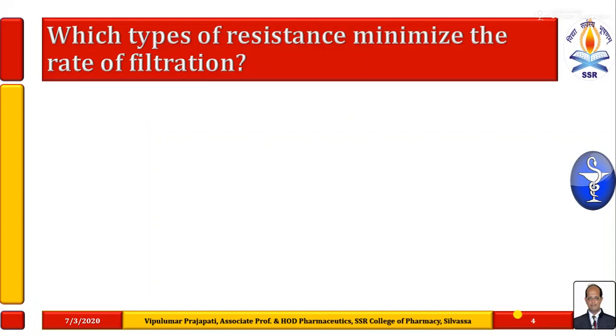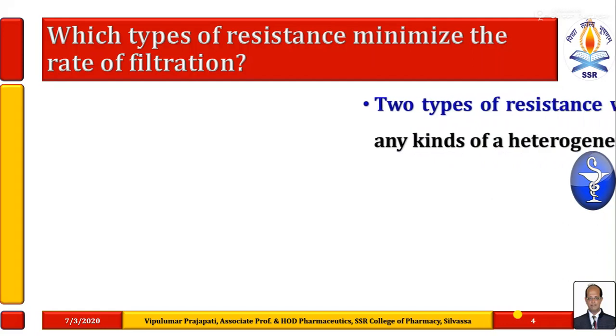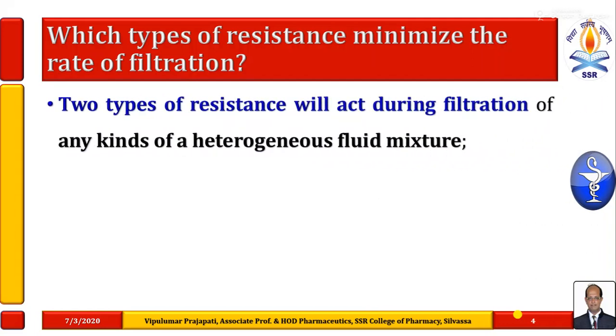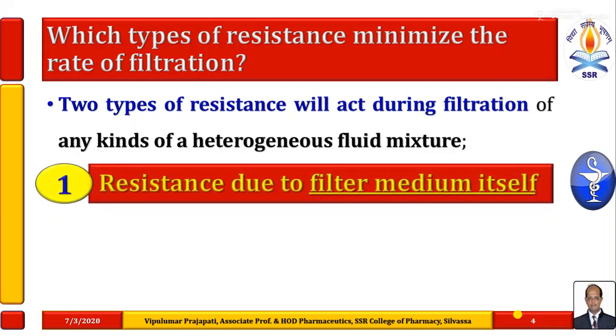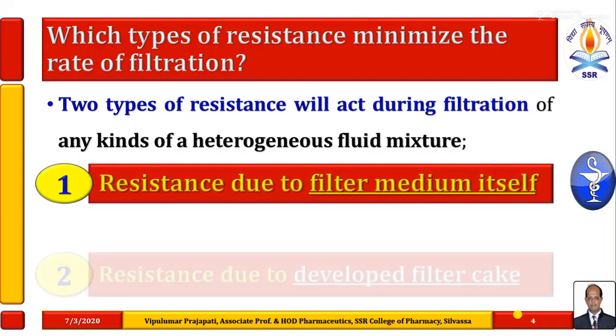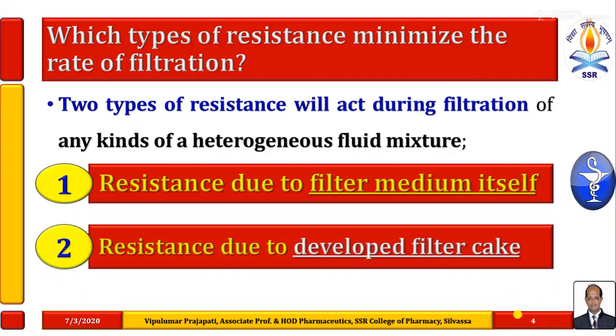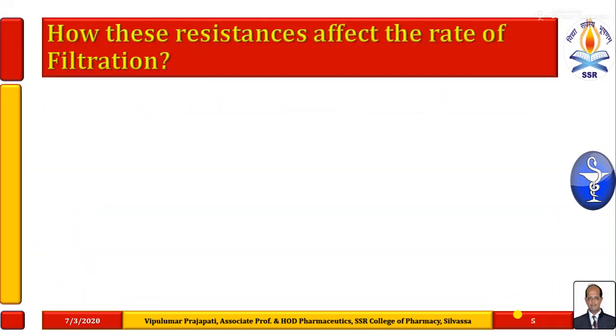Which types of resistance during this operation will affect and minimize the rate of filtration? Generally, two types of resistance will act during these types of filtration using any kinds of heterogeneous fluid mixture. First one is resistance due to filter medium itself, and second, resistance due to developed filter cake. How does this resistance affect the rate of filtration?